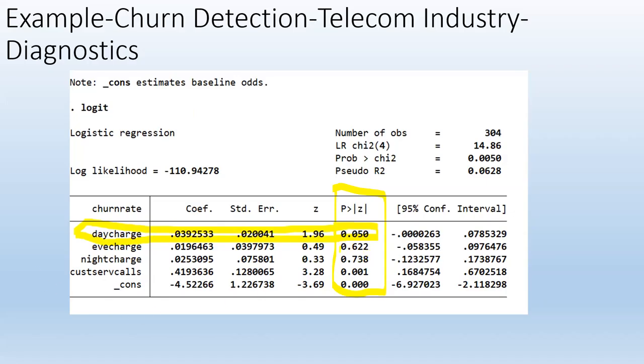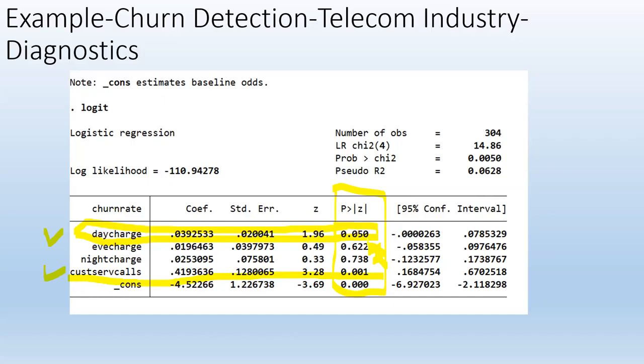Similarly, this variable is higher than 0.05, so this is not significant. It has no impact. Night charge is also higher than 0.05, so we say that it has no impact. Customer service calls, yes, definitely this variable is less than 0.05. And yes, it is an influencing factor. It is an important diagnostic factor that influences churn.